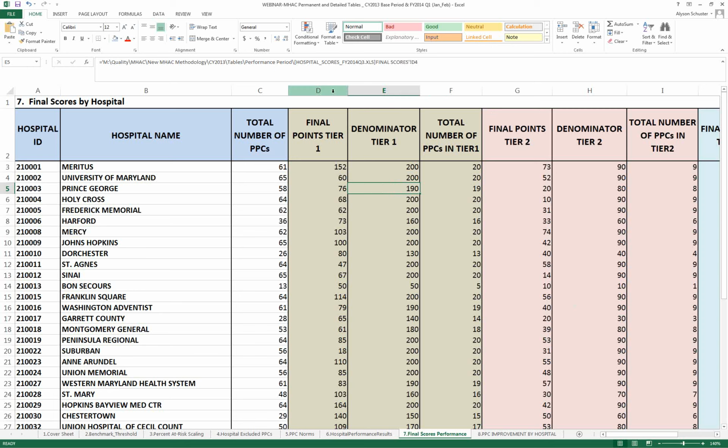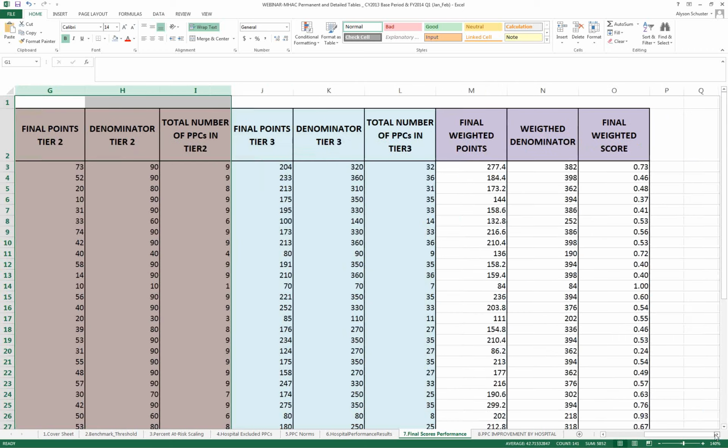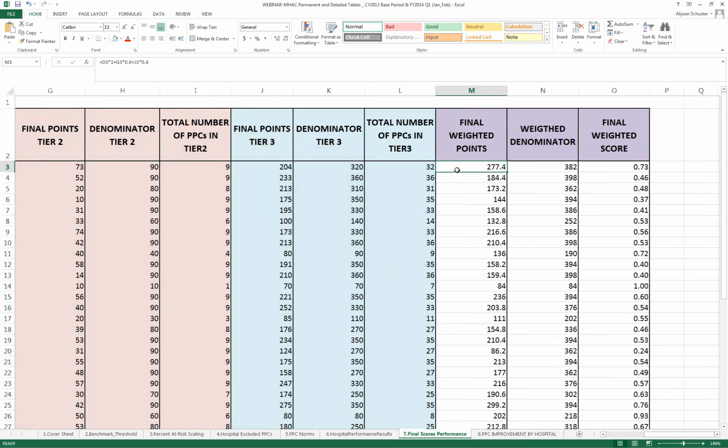So you then do this for Tier 1, Tier 2, and Tier 3. And then we calculate it here, and the formula is included in the workbook. We calculate your final weighted points, or your numerator for your final score. So what we do there is we add up the total points you scored in Tier 1. We multiply that by 1 because that's weighted at 100%. We add up the points that you scored in Tier 2 and multiply that by 60%, and the total points in Tier 3 times 40%.